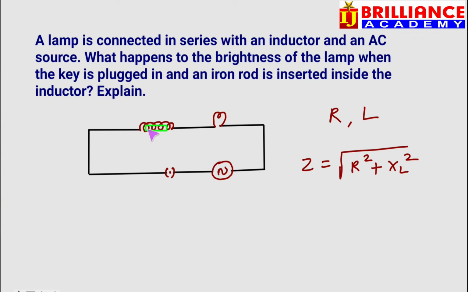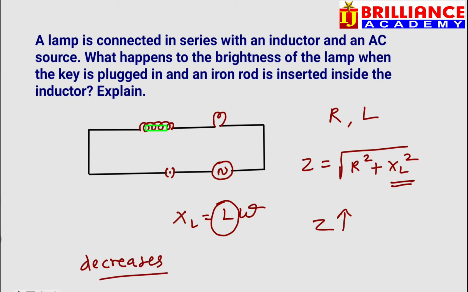Now when I insert an iron core, we know the formula XL is equal to L omega. When an iron core is inserted, definitely L will increase. When L increases, obviously XL will also increase. When XL increases, Z will increase. So when Z increases, the overall current from the supply decreases. So the brightness of the bulb decreases.